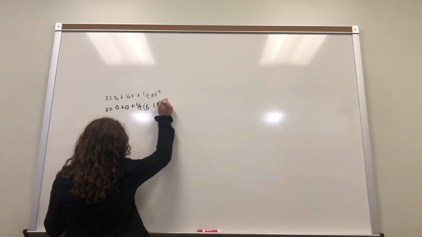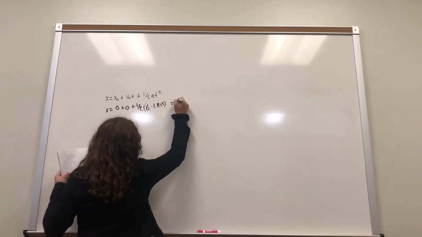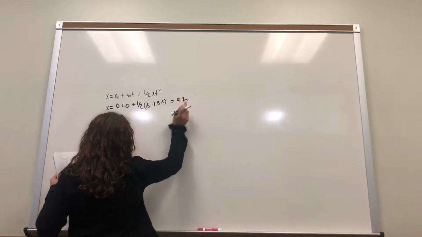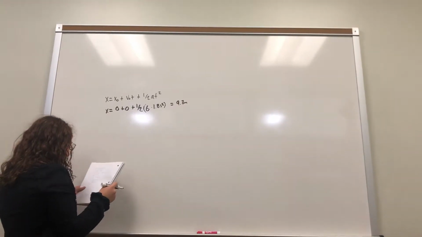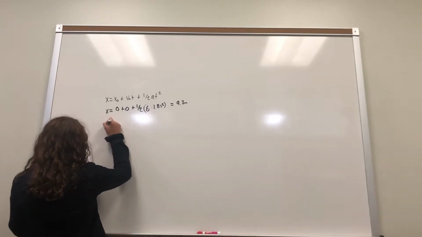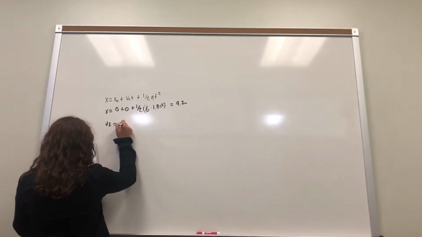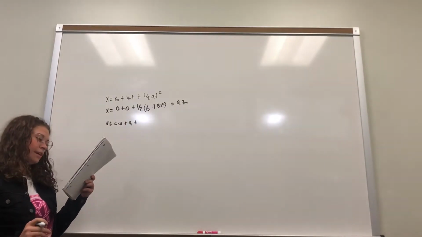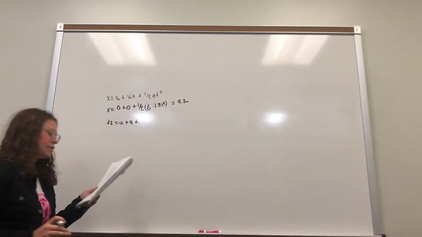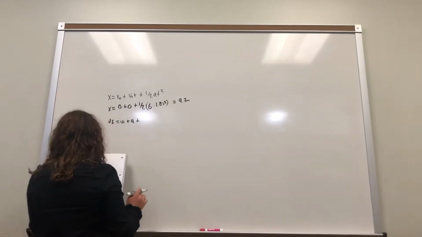So we need to square that. And that gives us 9.7 meters. That's how long he ran while accelerating. And then we need to use the equation velocity final equals velocity initial plus acceleration multiplied by time, because now we need to find his velocity that he's running after he's accelerated.